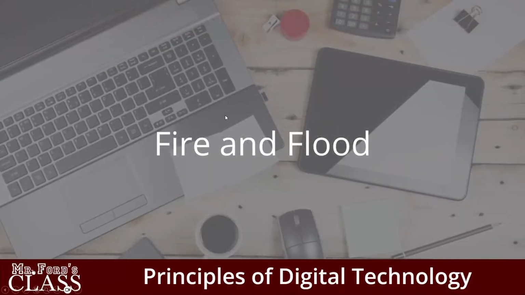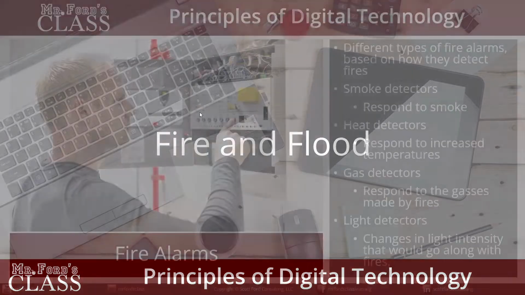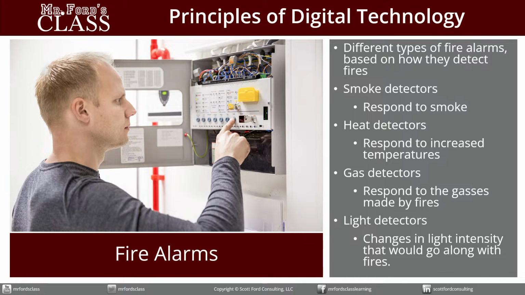So fire and flood. Like I said, we'll touch more on physical security later on in a different live stream. So let's take a look at fire and floods. A fire alarm, which would be awesome if one went off right now. There are different types of fire alarms, and they tell you there's a fire. You've got smoke detectors that respond to smoke. You have heat detectors that pick up increased temperatures. You have gas detectors that respond to gases typically created by a fire. And then you have a light detector, which you do not want to have at a rave. It responds to changes in light intensity that typically go along with a fire.